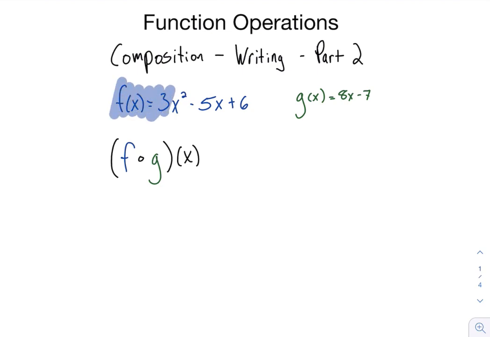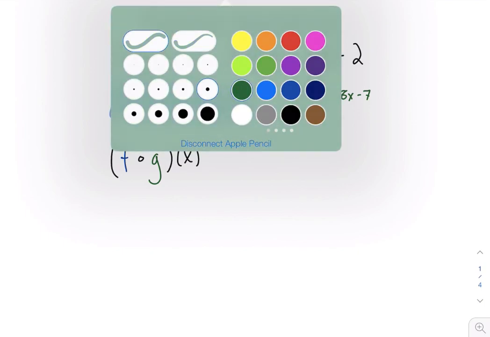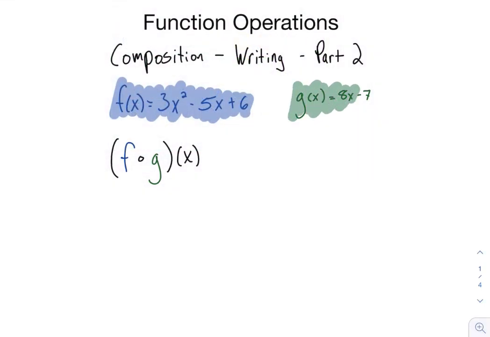F of x equals 3x squared minus 5x plus 6 and g of x equals 8x minus 7. Now there are two other videos dealing with composition, video 6 evaluating, video 7 part 1. If you have not watched those, you may want to watch those first.